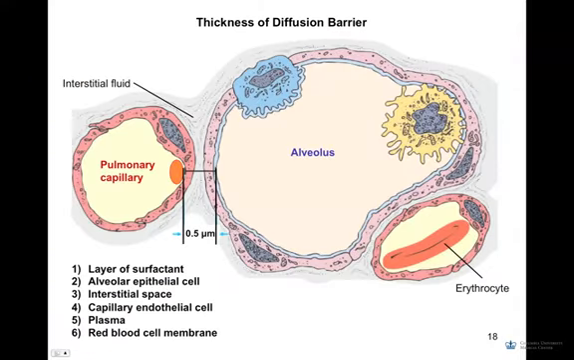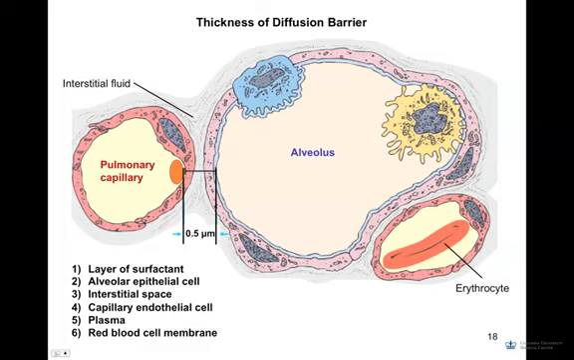The thickness of the diffusion barrier is very, very small in the respiratory system. So if we consider the diffusion barrier to be anything that stands between the alveolar space, right, where the gases are, and the interior of red blood cells, where, especially for oxygen, the gases are destined to go. Okay. So everything that stands in between includes, it's this little inventory list over here.